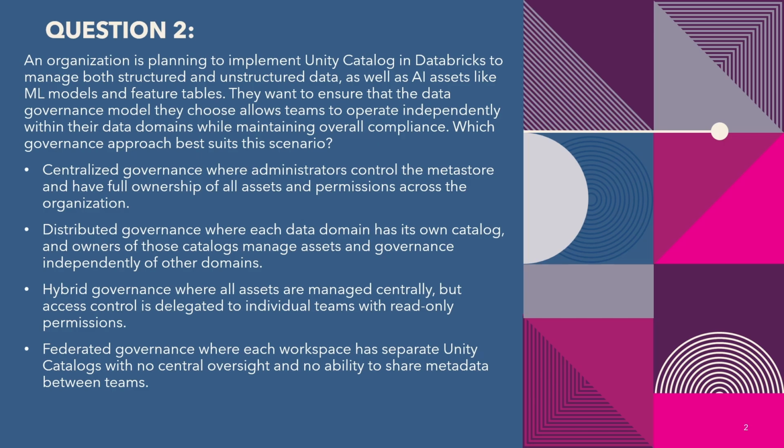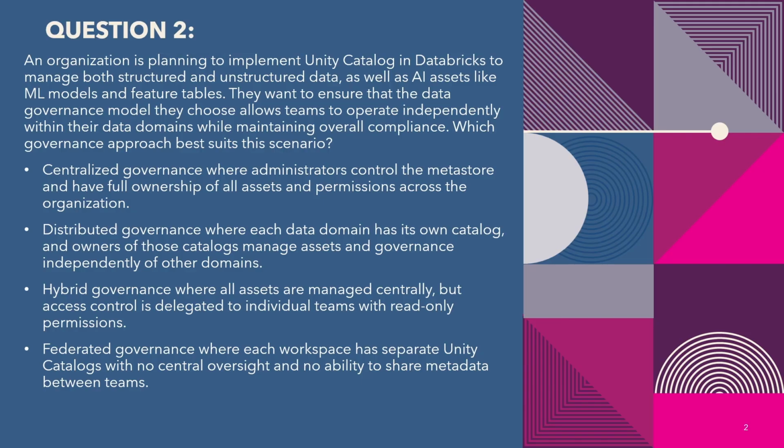Okay, so now let's dive into the second question. An organization is planning to implement Unity Catalog in Databricks to manage both structured and unstructured data, as well as AI assets like ML models and feature tables. They want to ensure that the data governance model they choose allows teams to operate independently within their data domains while maintaining overall compliance. Which governance approach best suits this scenario?